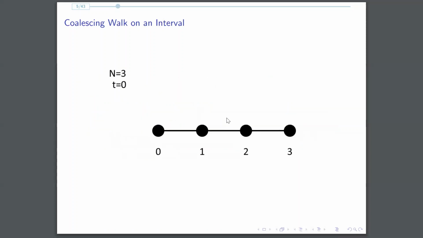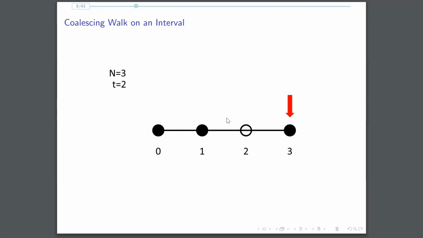An illustration of this process is shown here for n equals 3, which means we have 4 particles. At the 0th time step, we have 4 particles initialized at each vertex of the graph. And at the first time step, we randomly pick an occupied vertex from 1 to 3. In this case, we randomly chose the vertex 2, and we move the particle at vertex 2 to vertex 1. Since there was already a particle at vertex 1, we simply combine the 2 particles into a single particle at vertex 1.